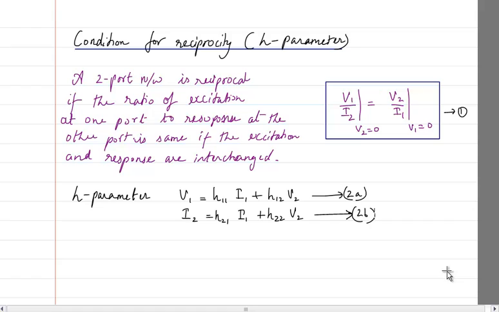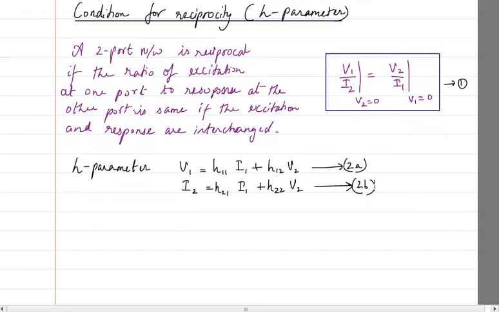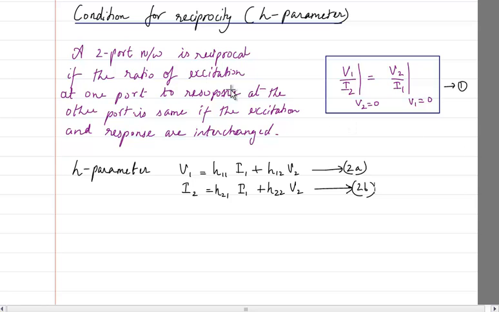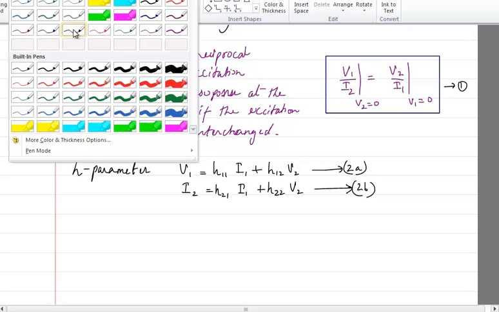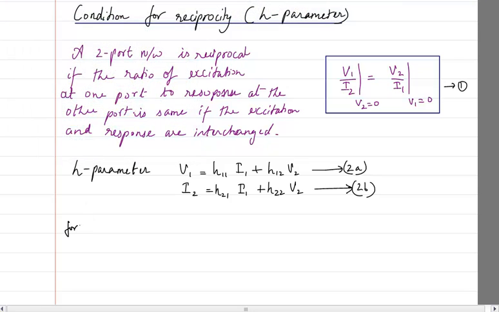The condition of reciprocity, we have already seen this: a two-port network is reciprocal if the ratio of excitation at one port to response at the other port is the same when the excitation and response are interchanged, with the equation we have already got here. All we have to do is find the left hand side and the right hand side. For the left hand side of equation 1, I want to find V1 by I2 when V2 is equal to 0.